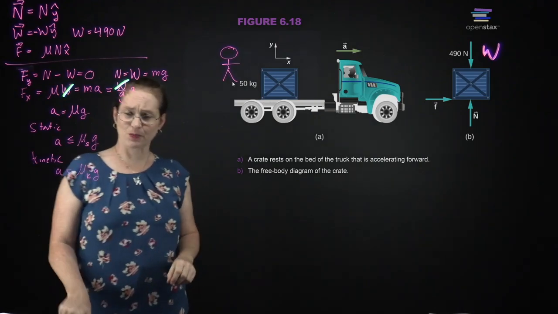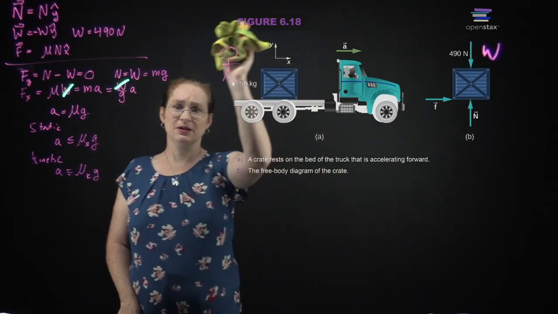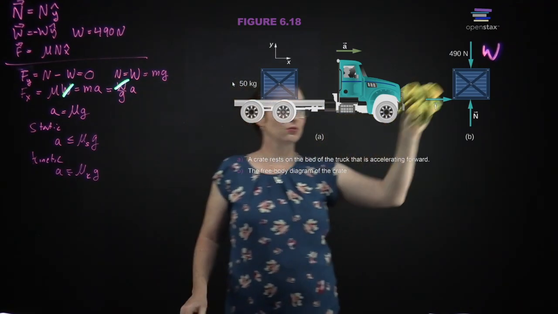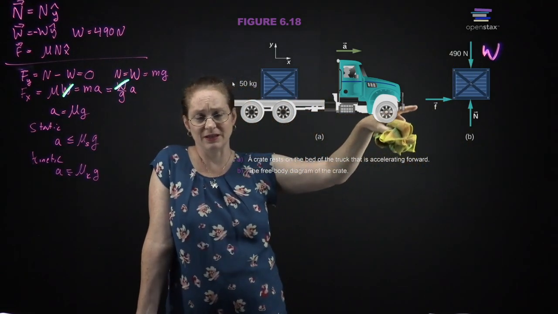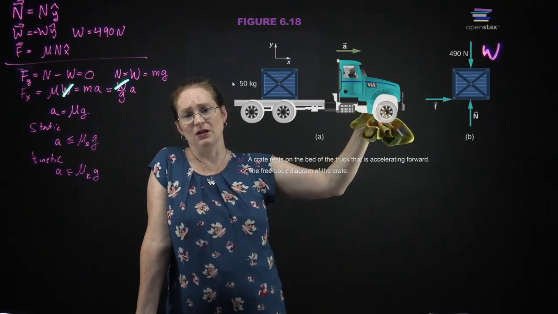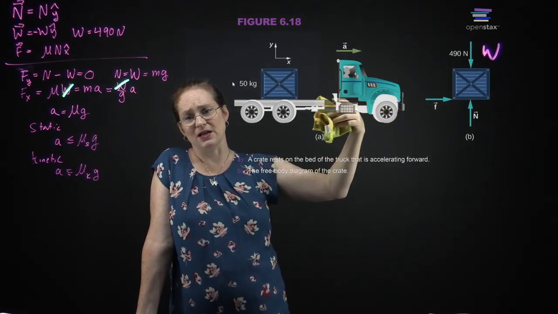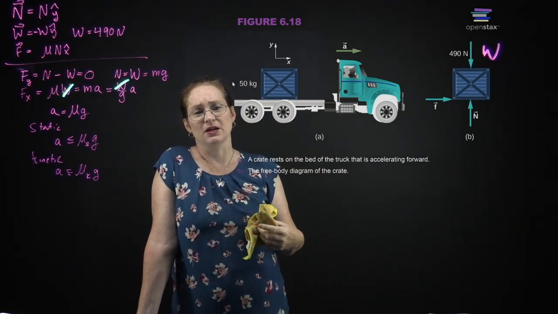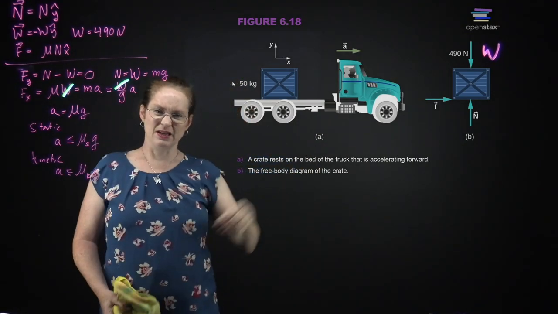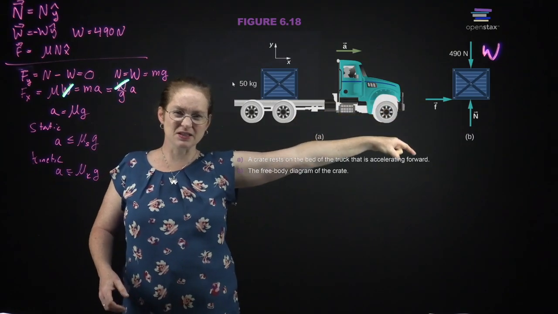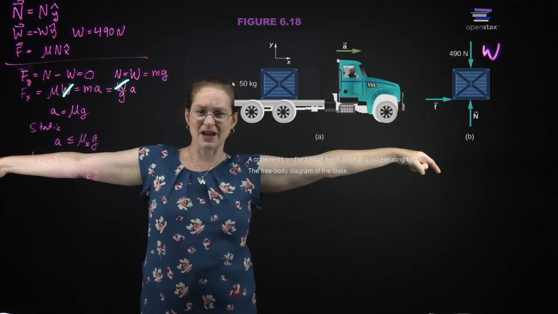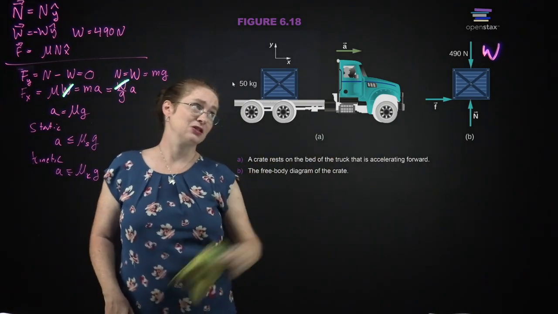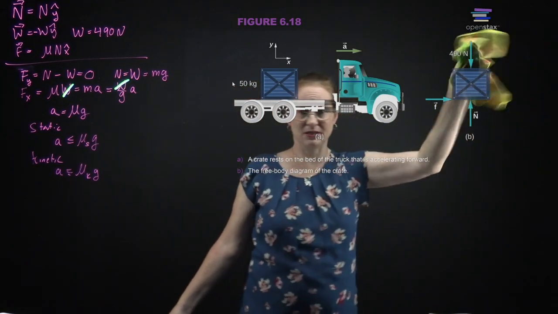I like to ask problems like this on the exam, because often what people do when they look at problems like this, they will say, oh, well, the box is staying on the truck. They're going to put the friction in the wrong direction because they feel like the truck is accelerating this way, so friction has to act that way to counteract it. No, friction in this case is what is actually making the box accelerate.